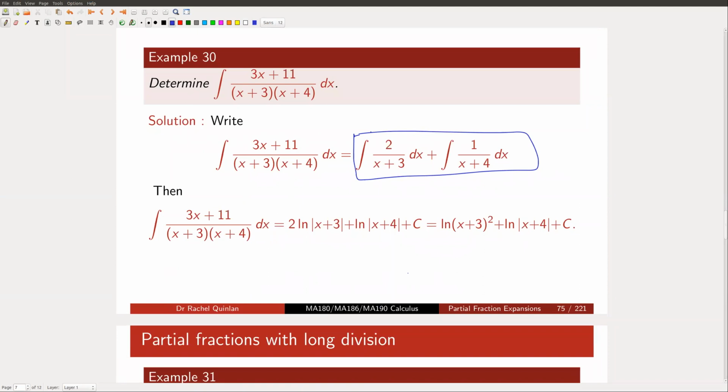In the first expression there, we just get 2 times the log of the absolute value of x plus 3. The 2 comes from the numerator. And the second one is just log of absolute value of x plus 4. If you want to, of course, you can write this as log of x plus 3 squared, in which case you don't have to bother with the absolute value sign because it's not negative anyway. But it doesn't matter at all to me whether you prefer to leave it in the original form or apply that little step.